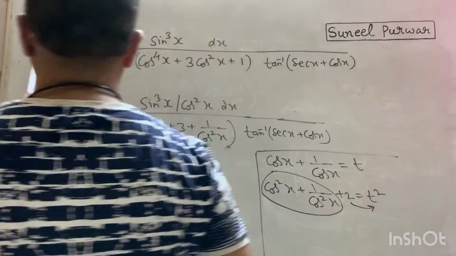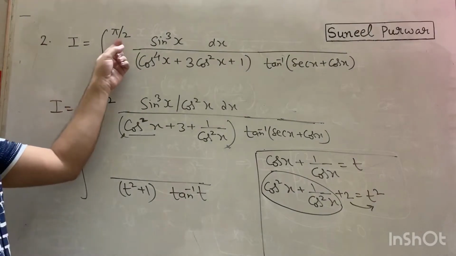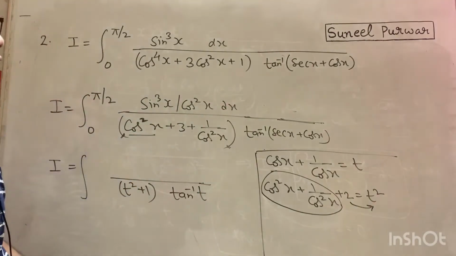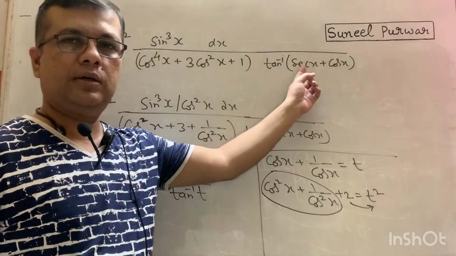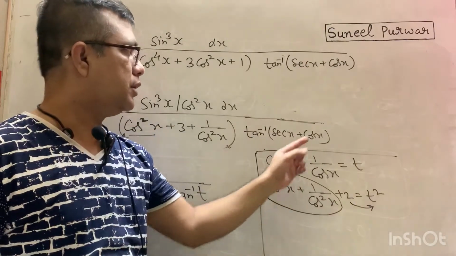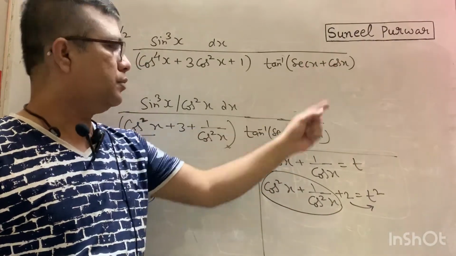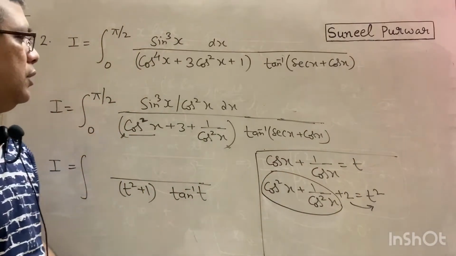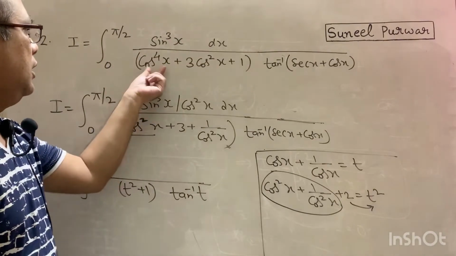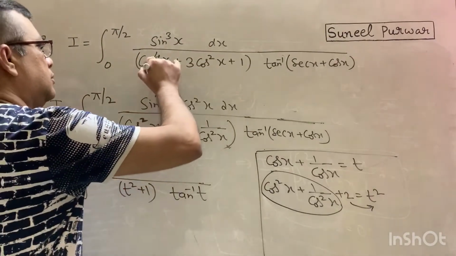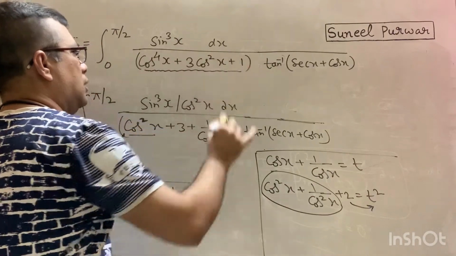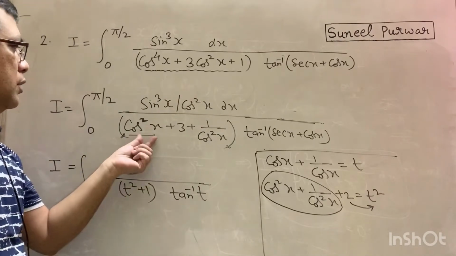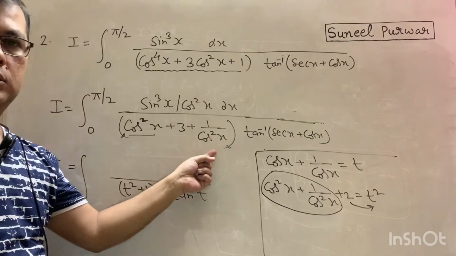So this is your second question. I equal to integral 0 to pi by 2 and a somewhat bulky integrand. Now you see here it is cos x plus secant x, which you can write as 1 by cos x. So cos x plus 1 by cos x, that quantity I am calling T for the time being. And after that you can notice that if you divide this whole bracket quantity by cos² x, what would you have? cos² x plus 3 plus 1 by cos² x.